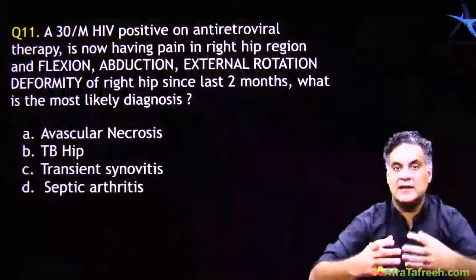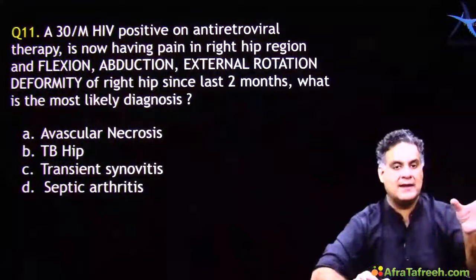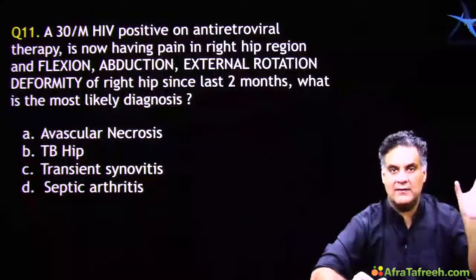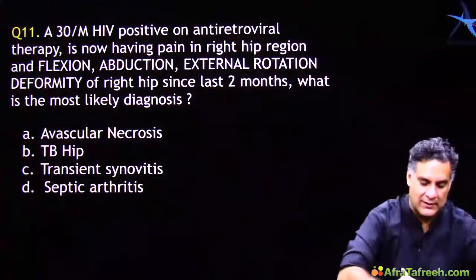Coming to next, a 30-year-old male, HIV positive, is on antiretroviral therapy. He has pain in the right hip with fever. So HIV is a very common setting in which you have tuberculosis. Along with fever, you will mark it to be TB hip.